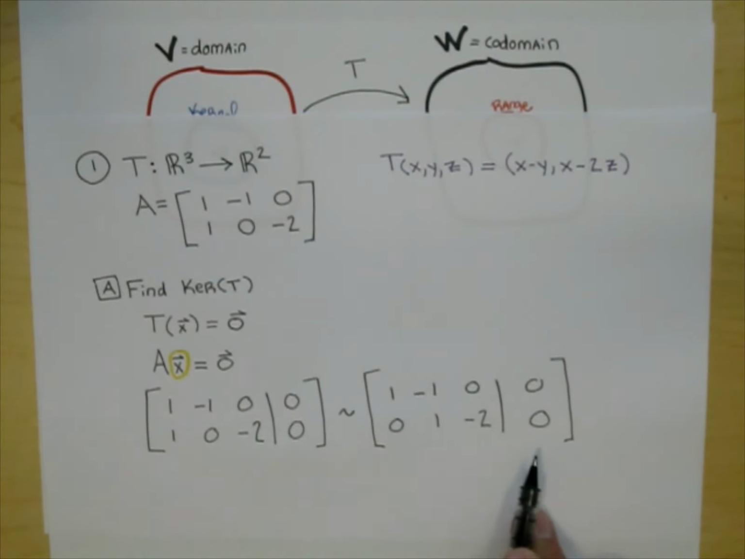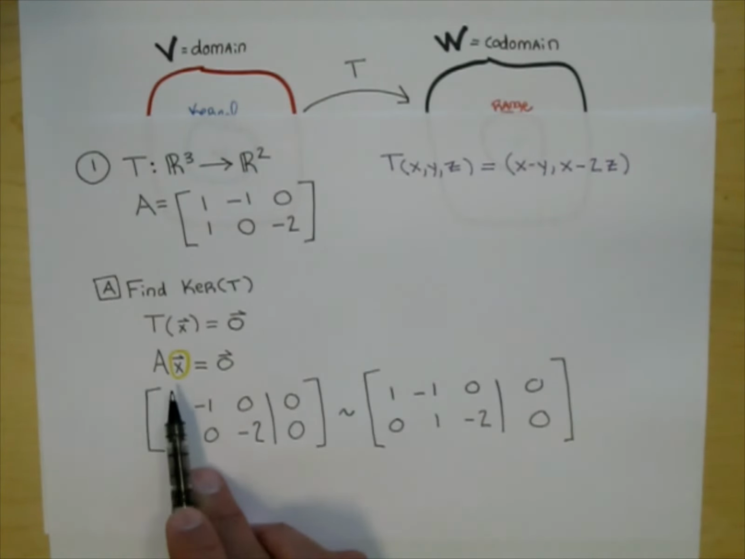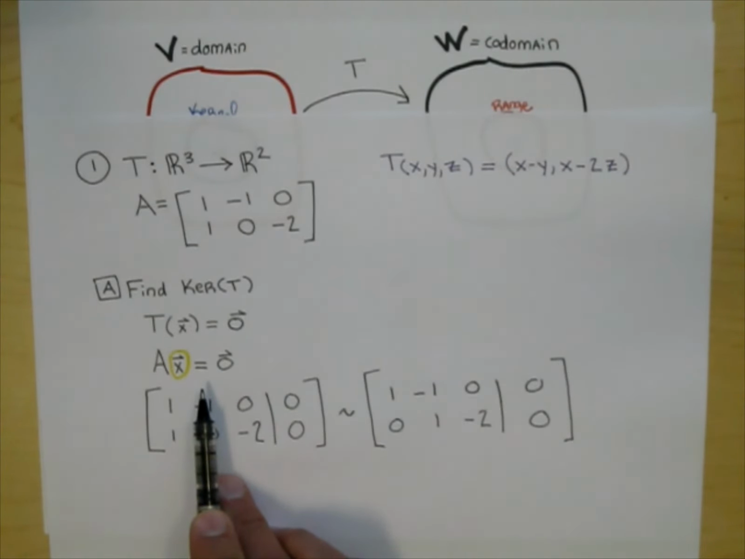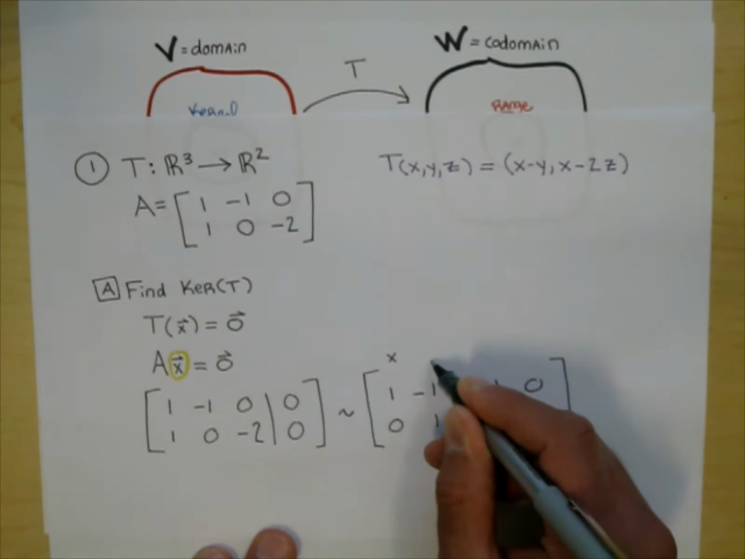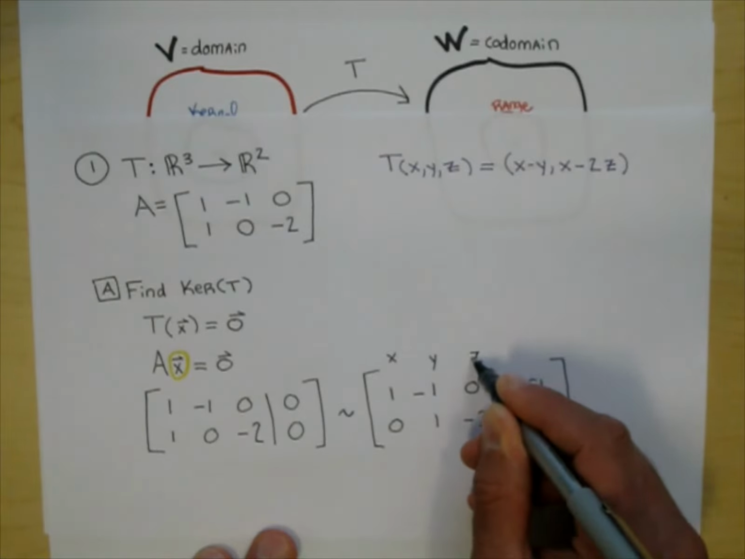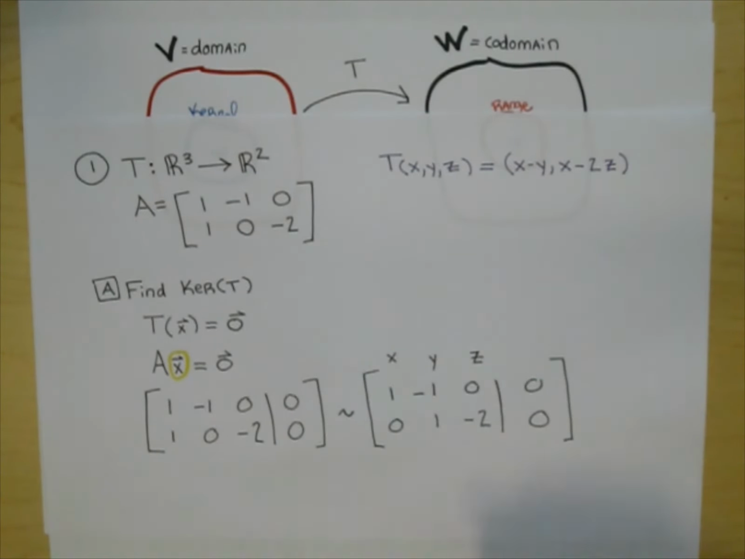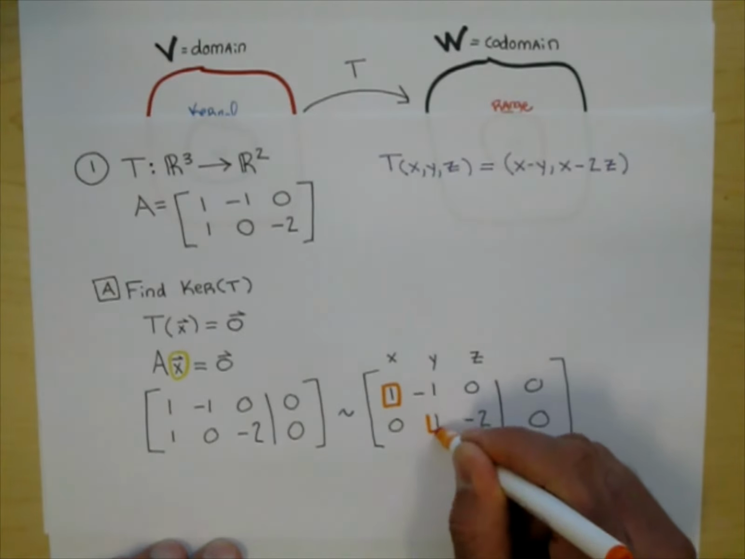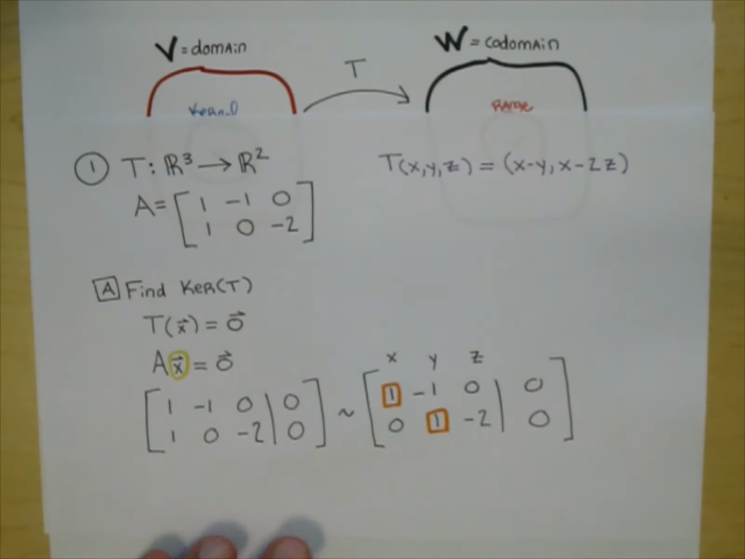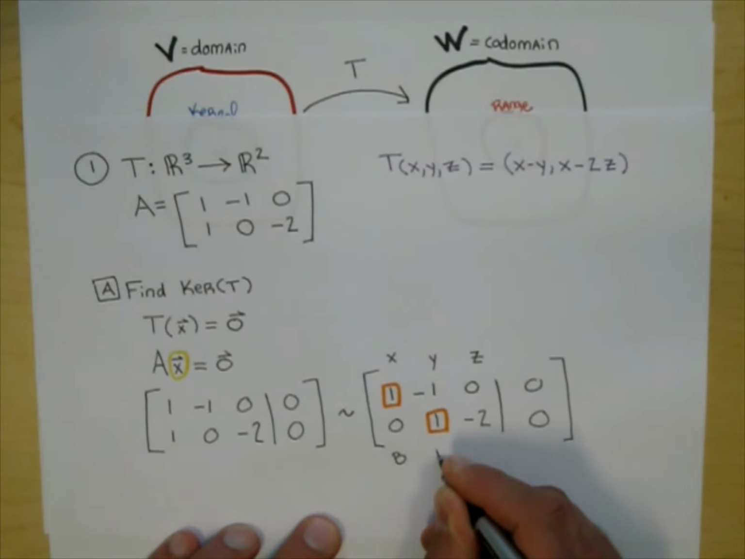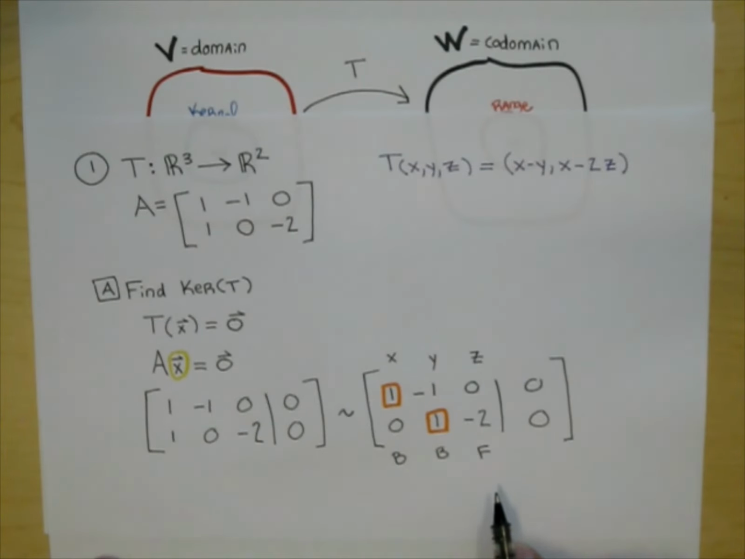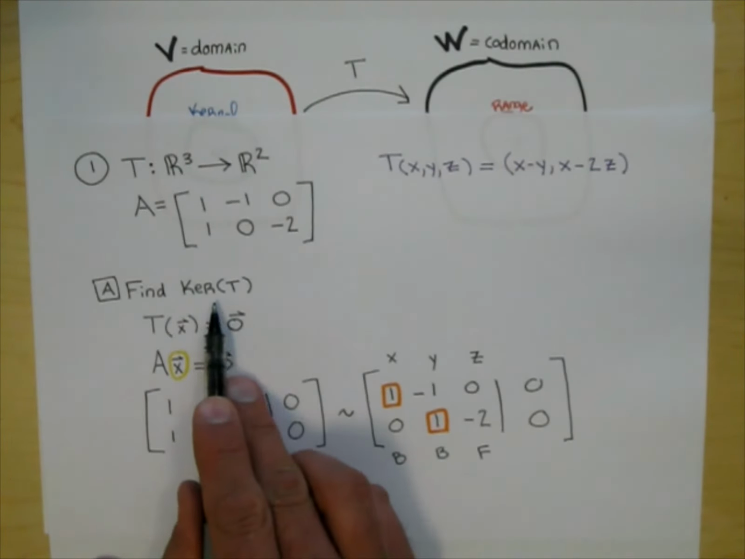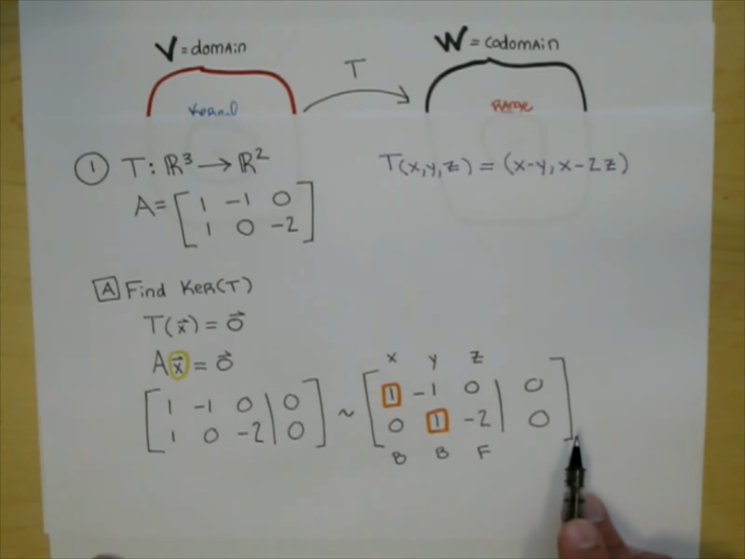Now what I'm doing here we've done before. We found solutions to Ax equals 0 many times in this class. Okay, so what we have x, y, z. X is bound, y is bound, z is free. Bound, bound, free. Which means there's going to be infinitely many solutions. Which means this kernel, when we find it, will have infinitely many vectors. Let's go find those solutions.